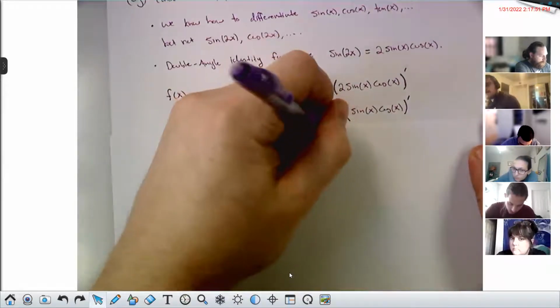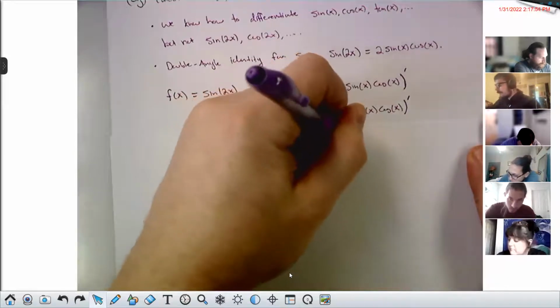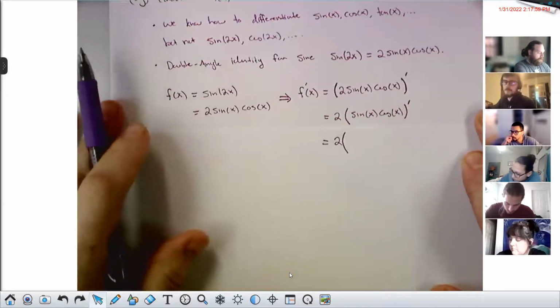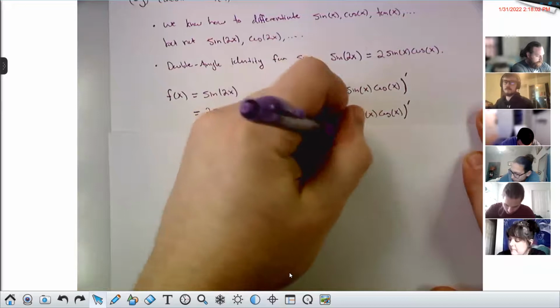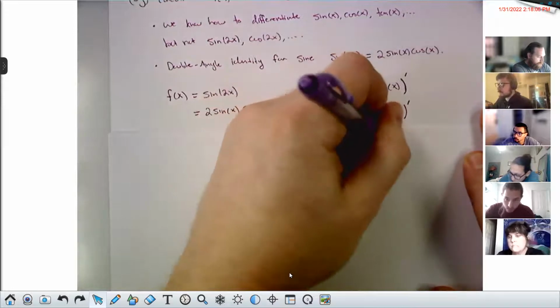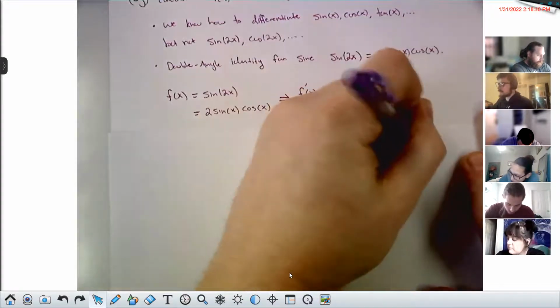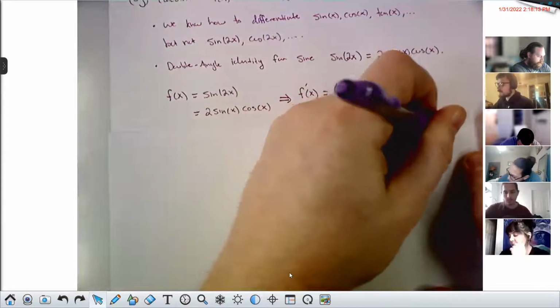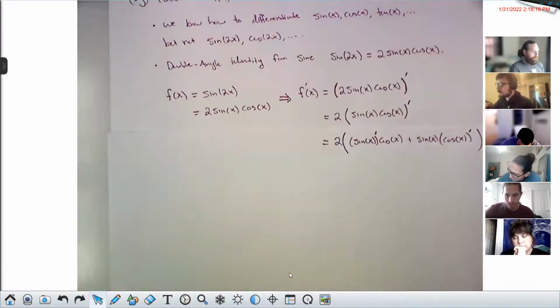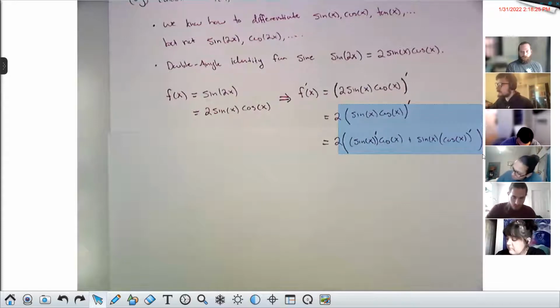If I apply my product rule, I get 2 and then a big parentheses. And then in here, I'm going to put the result of the product rule applied to that product, (sin x cos x)'. That's sine of x primed times cos of x plus sine of x times cos of x primed. So from here to here, I'm using the product rule. We kind of differentiate one function at a time.